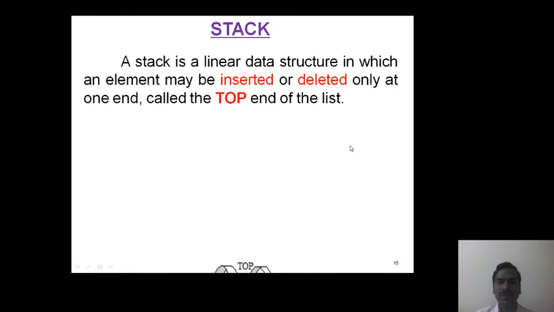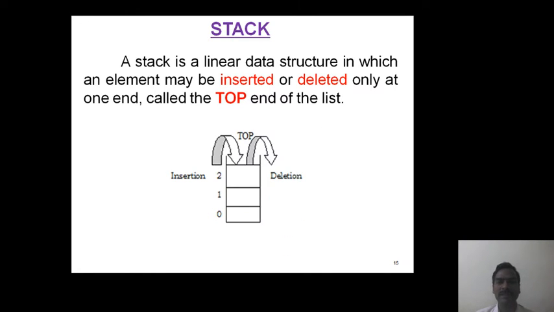Now when we observe the diagrammatic representation of a stack, here one end is a closed end and the other end is an open end. This open end allows both insertions and deletions. Hence this end is treated as the top end of the list. Such a representation is known as a stack data structure.